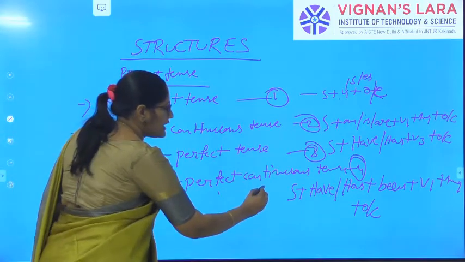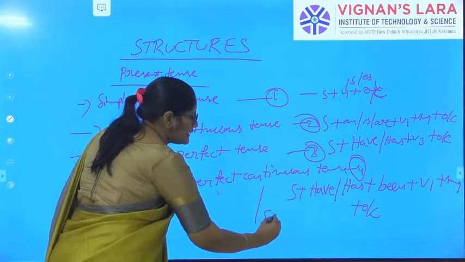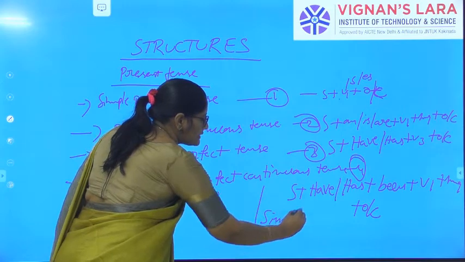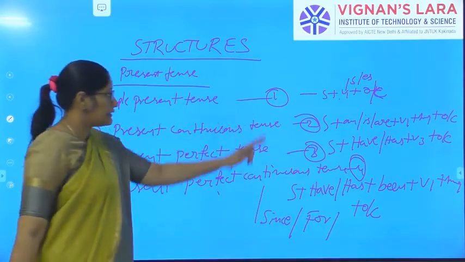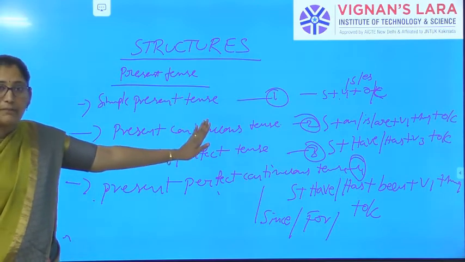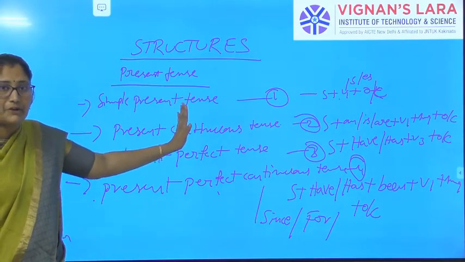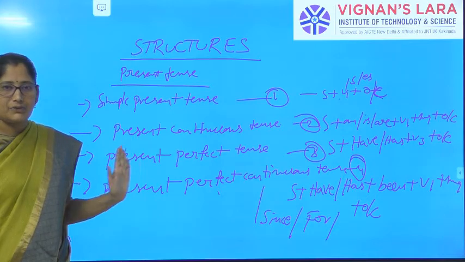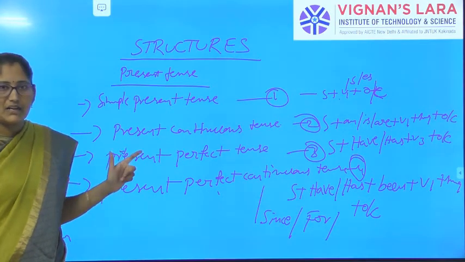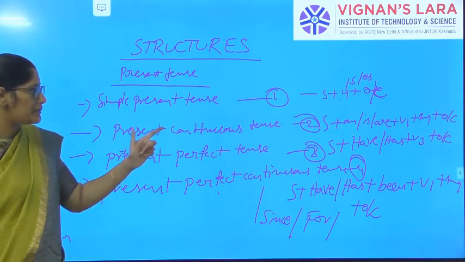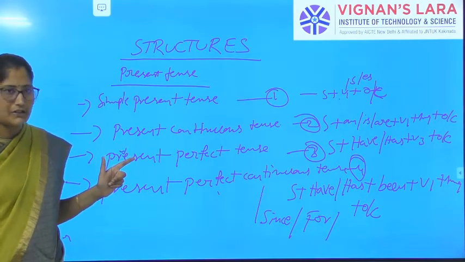The thing you have to keep in mind, the present perfect continuous tense will talk about since and for. The first, simple present tense, we have to keep in mind: if third person singular, we have to use s or es on the main verb. That is the rule in simple present tense. And present continuous tense structure follows as usual. Present perfect tense structure follows as usual.